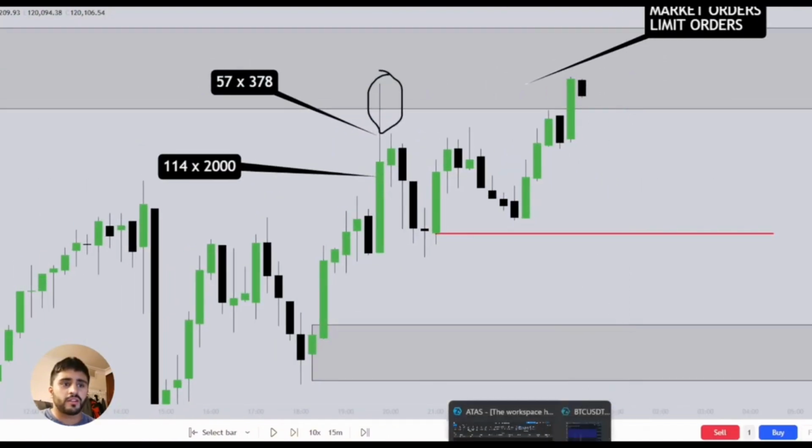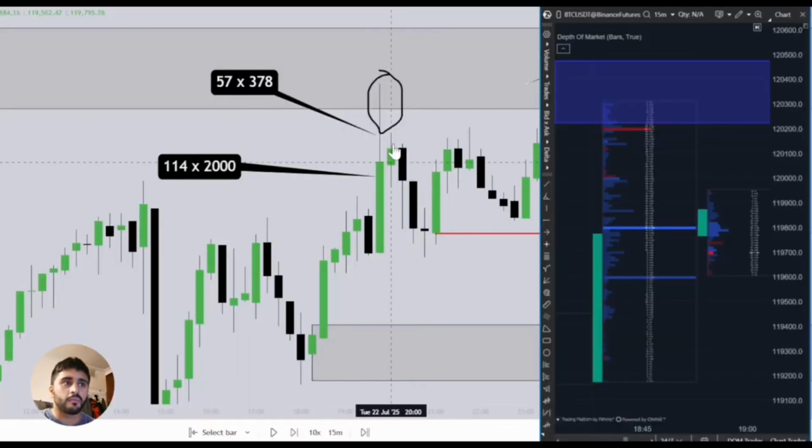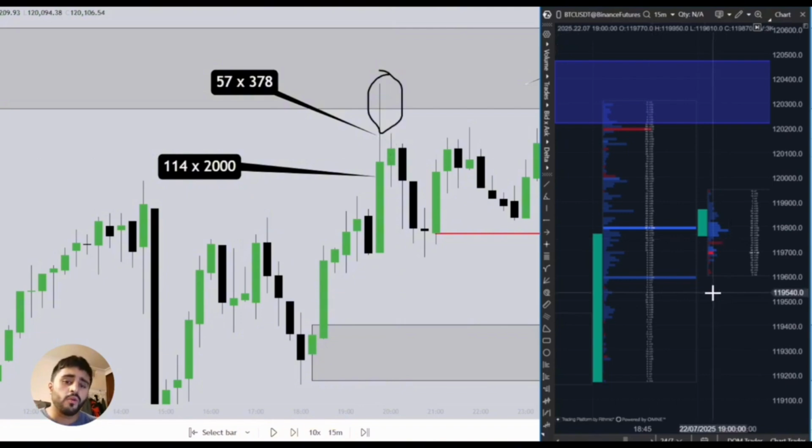So on the 15-minute chart, we have the 15-minute chart over here on Bitcoin, and we also have the corresponding candle, the rejection over here. So we know that there's sell limit orders, right? Passive sellers, right? Limit orders, where there's sellers sitting here, passively sitting there.